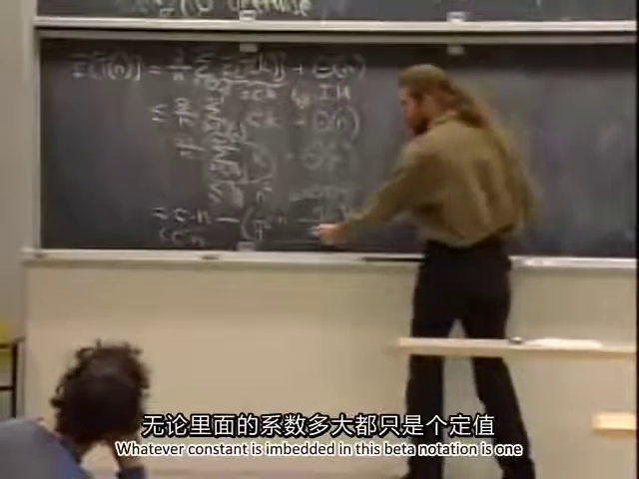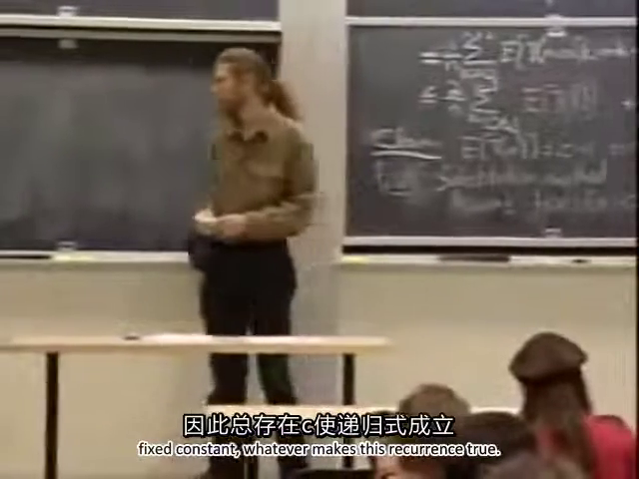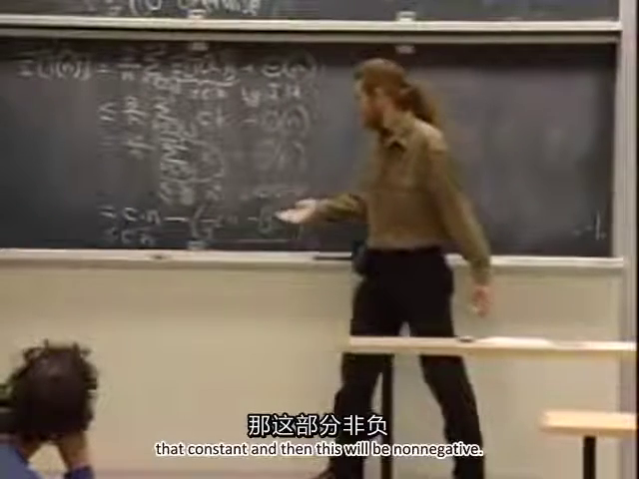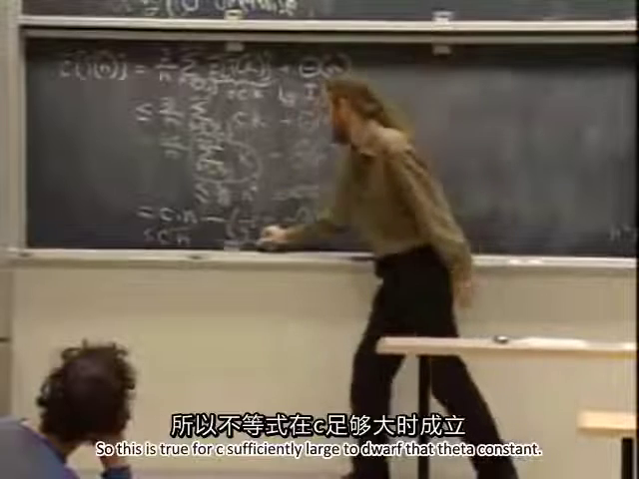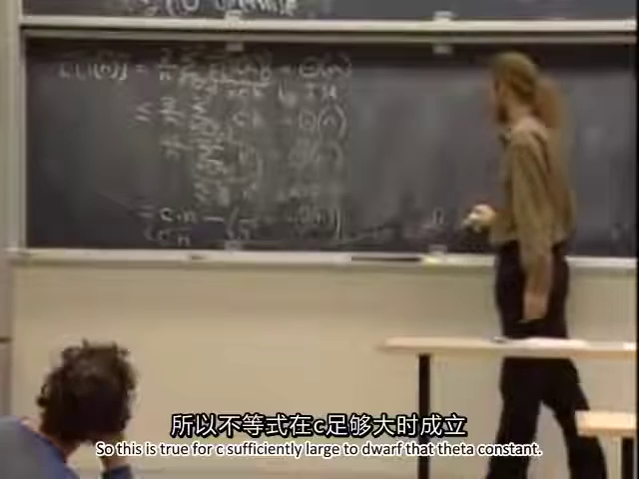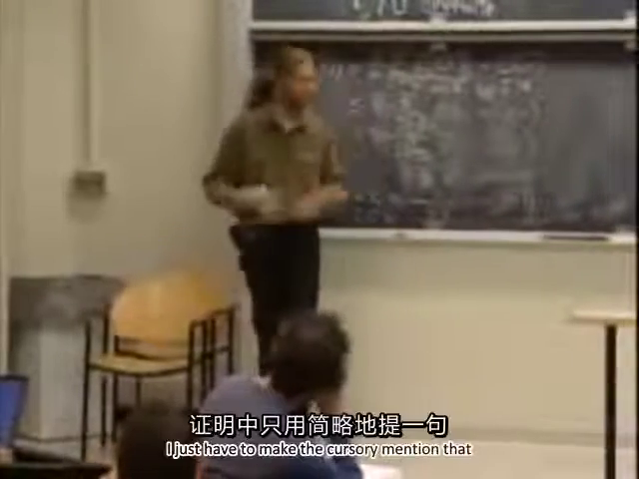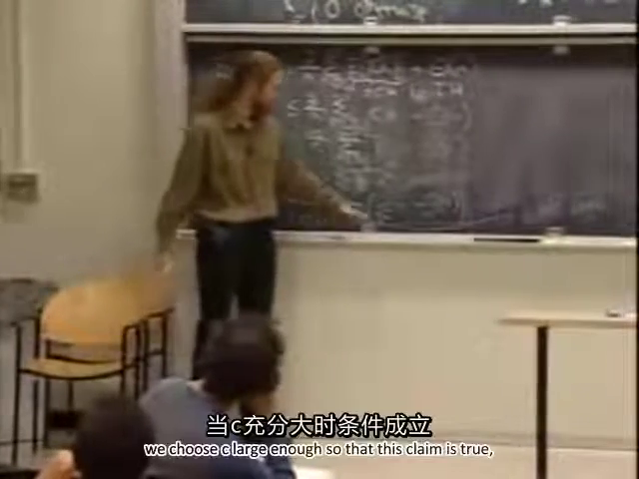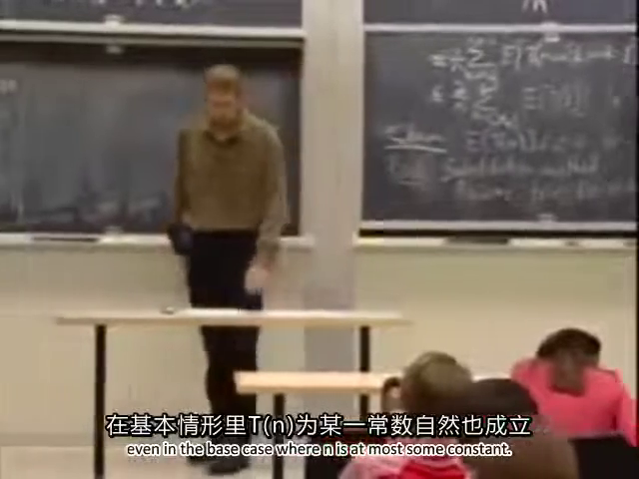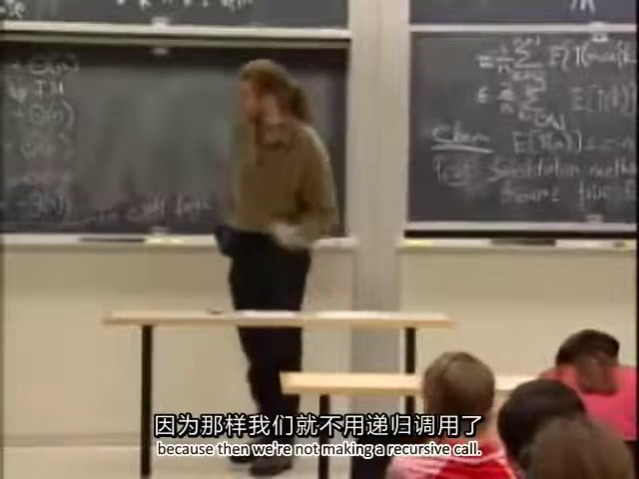So whatever constant is embedded inside this theta notation, it's one fixed constant, whatever makes this recurrence true, we just set c to be bigger than 4 times that constant, and then this will be non-negative. So this is true for c sufficiently large, to dwarf that theta constant. It's also the base case. I just have to make the cursory mention that we choose c large enough so that this claim is true even in the base case, where n is at most some constant. Here it's like 1 or so, because then we're not making a recursive call.